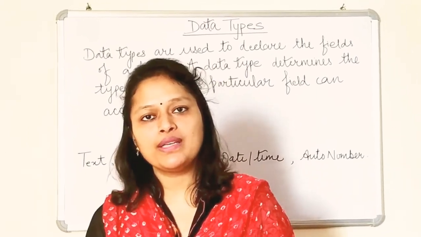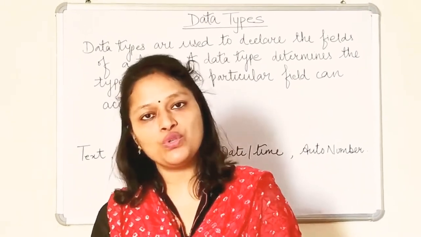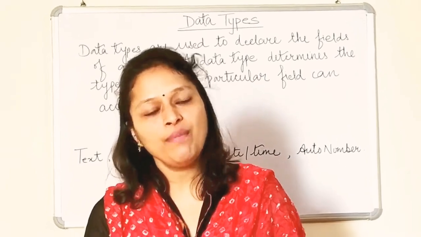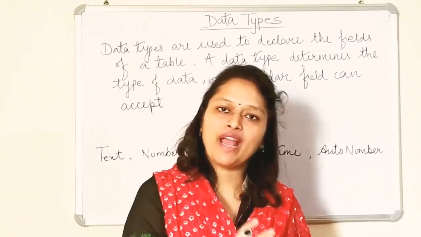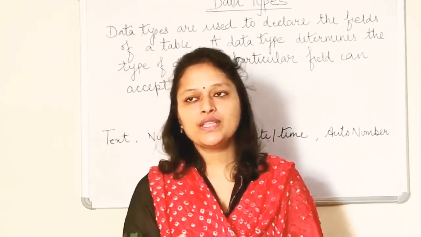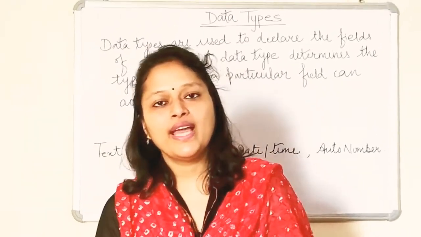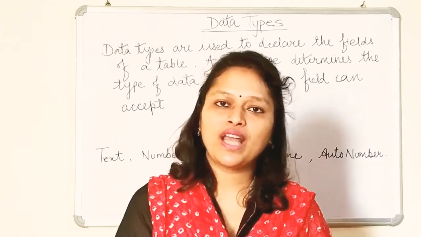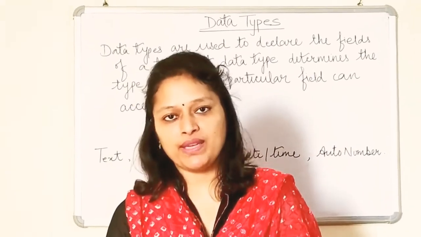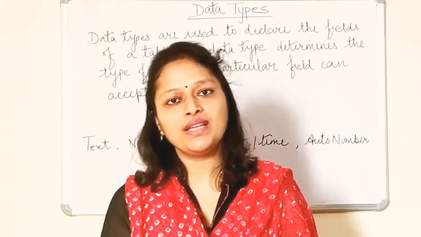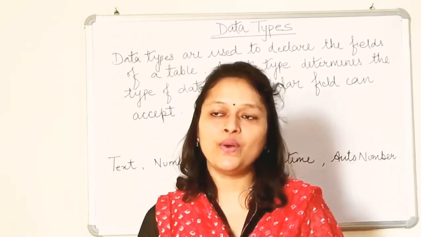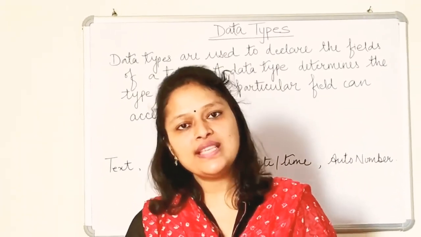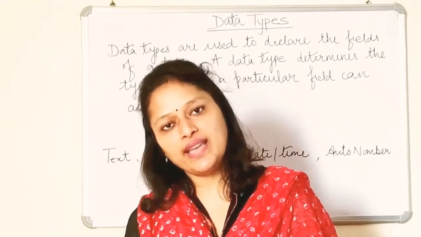Now for roll number, it should be number or text. If the roll numbers are 101, 102, you can choose the data type number. But if the roll numbers are a combination of alphabets and numbers, suppose A101, then in that case the data type should be text format because text can accept data in a combination of alphabets and numbers. Okay, we will discuss all these data types in detail in the next video.